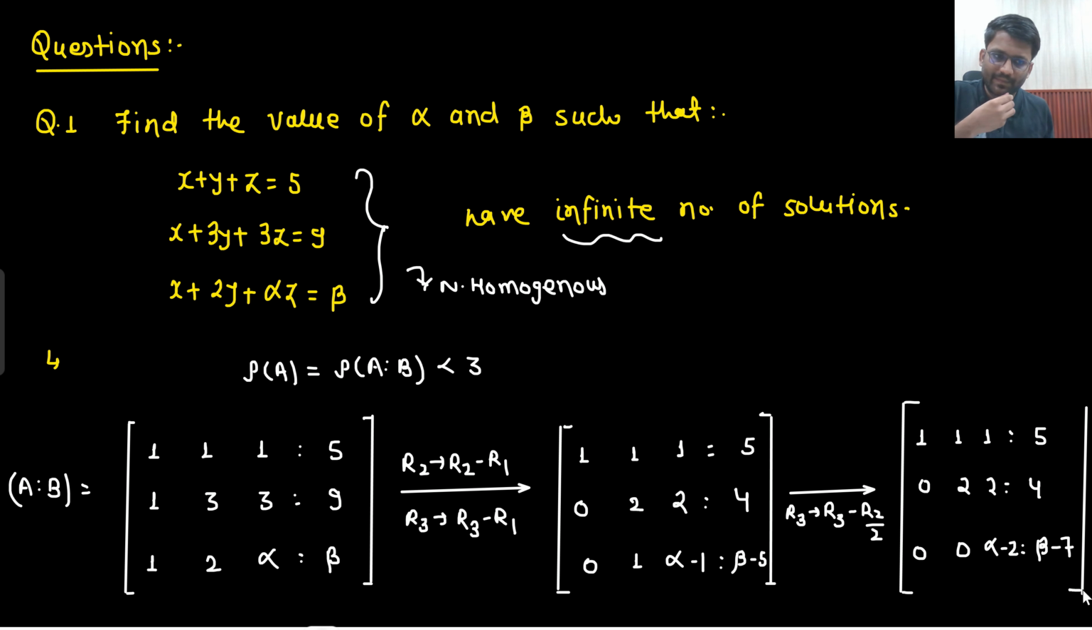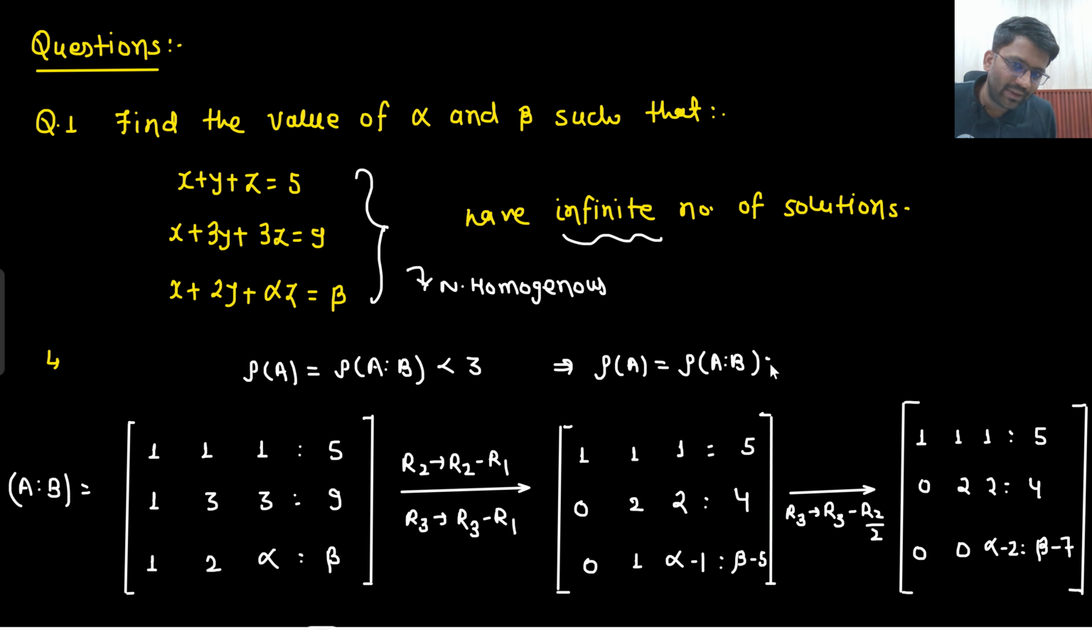Right? Now you want infinite solution. That means rank of both of them should be equal and should be less than 3. Now you are pretty sure that rank will be at least 2. Why is that so? Because these two are non-zero rows. And you want it to be less than 3. That means what will be the rank here? Rank of A, you want that to be equal to rank of A augmented B.